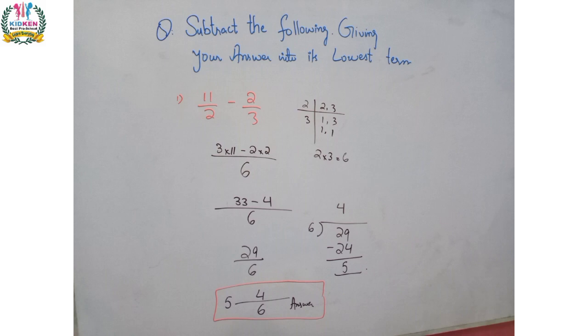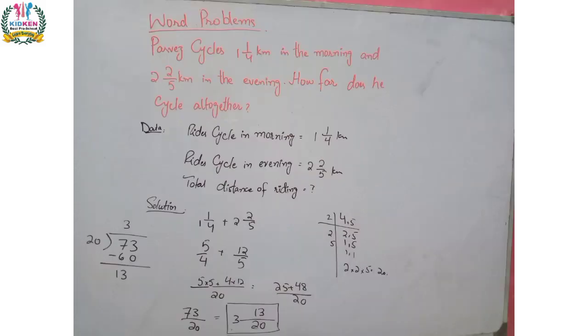So again we can divide 29 by 6. So 6 fours are 24. So our answer is 5 whole 4 upon 6. Next question is a word problem. So our word problem is: Parvez cycles 1 whole 1 upon 4 kilometer in the morning and 2 whole 2 upon 5 kilometer in the evening.